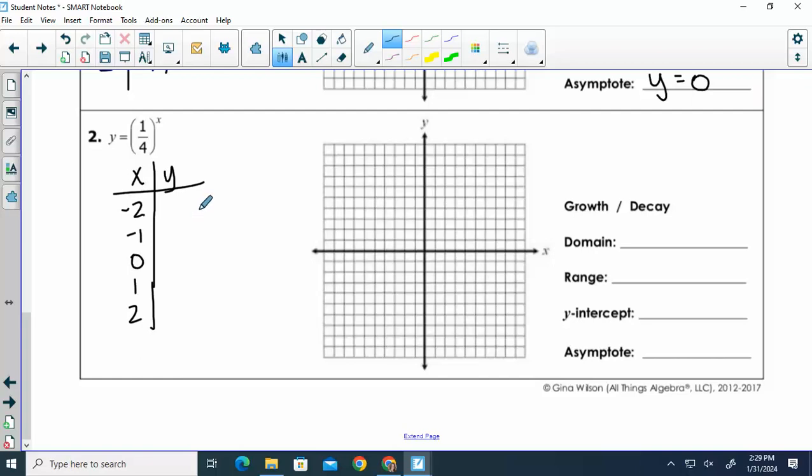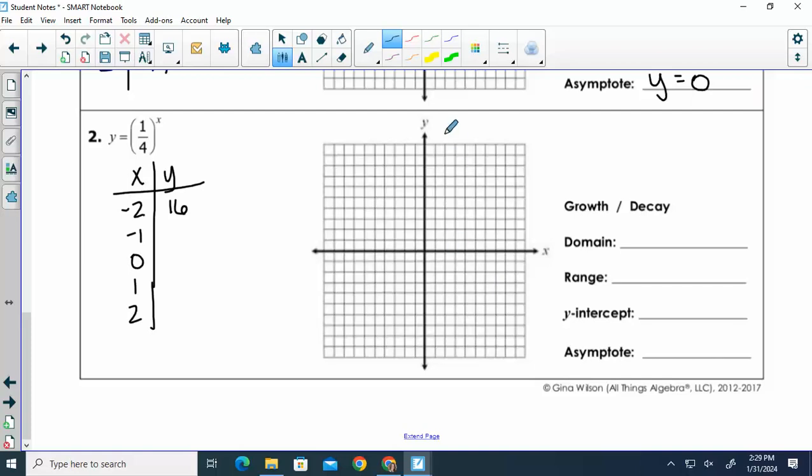Everybody has a calculator. Everybody can answer that. Why are you not starting at 0? You can. I was just saying you have to put in some negatives too, so it doesn't really matter what order you put them in. I got 16. 1/4 to the -2 gave us 16.